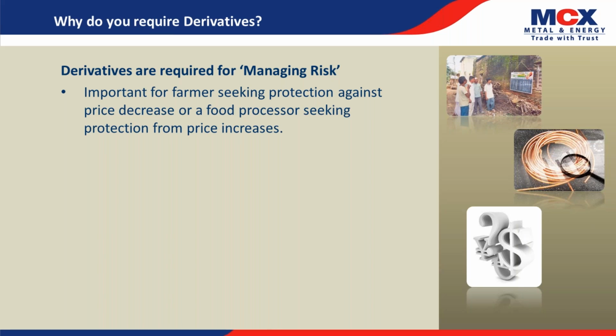A farmer thinks that by the time he comes to the open market to sell his produce, the price might fall. Whereas a food processor who requires the raw material, which is a farm produce, is worried that the price might be very high when he requires the raw material in the future. And hence both of them can come to the derivatives market to manage a risk. Manage which risk? Manage price risk.